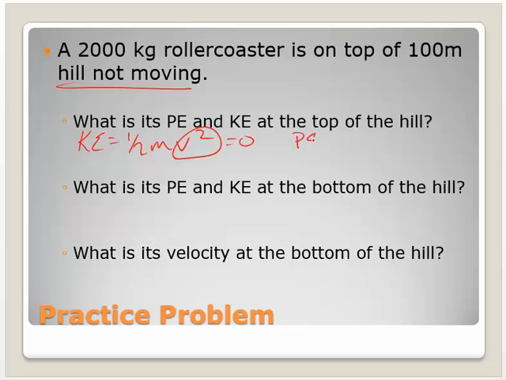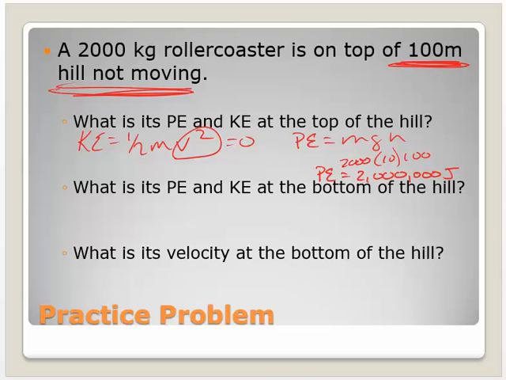The potential energy is mgh. The mass is 2,000. Gravity is 10. The height is 100. We found out that potential energy is 2 million joules of potential energy. All right, it's all potential because it has height. Right? It has a height of 100 meters. It has no kinetics. It's not moving.